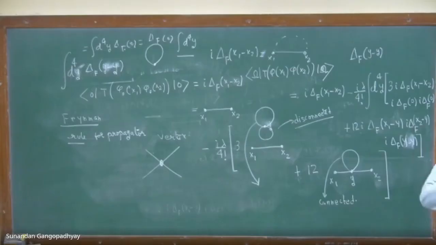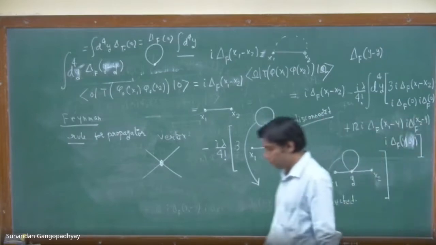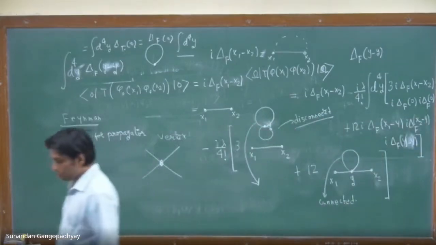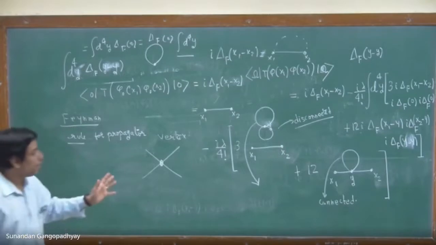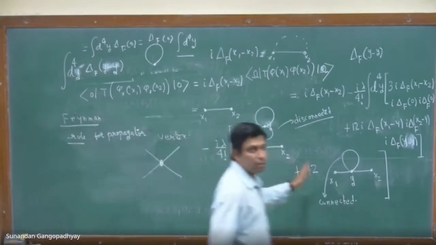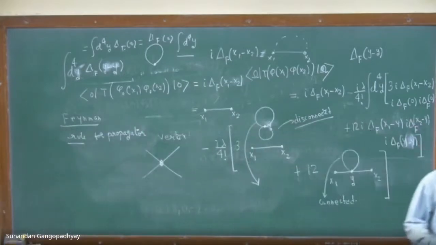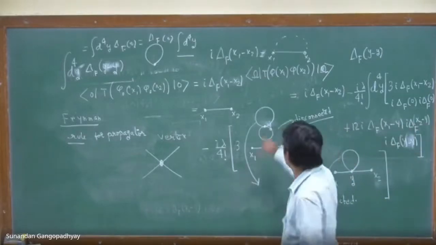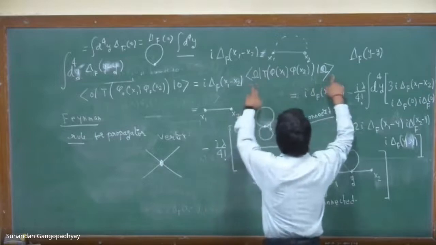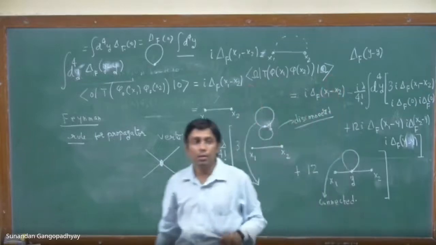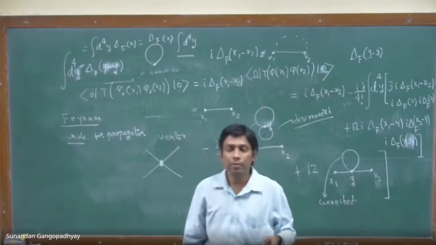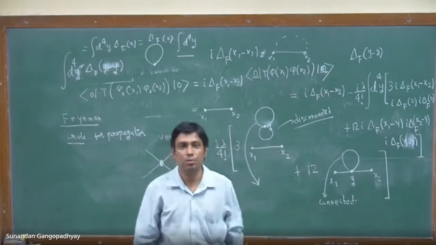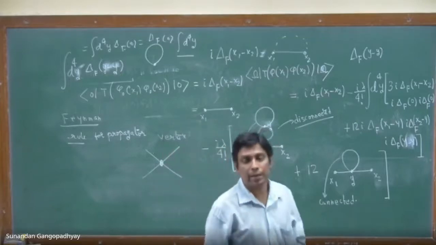See, here we are really not looking into scattering. Here a particle is basically propagating from one point to another point. So that is what we are looking at. So this is a propagator: a particle moving in the interacting vacuum from point x1 to point x2.